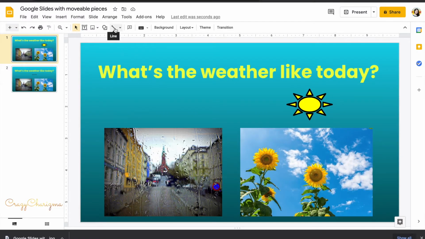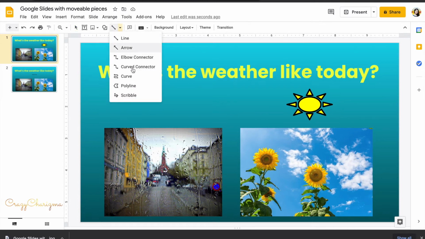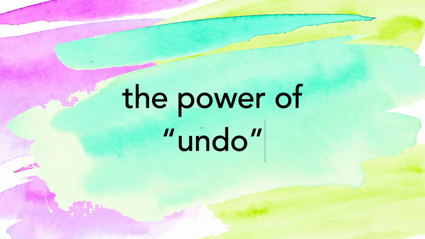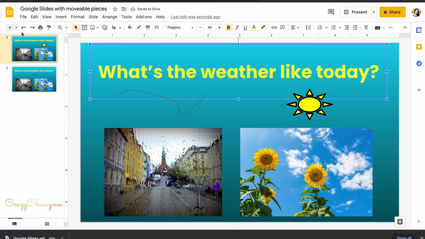Also, we can draw some lines here. I'm not sure I've ever used it, but okay, this can be various ideas. Just let me know in the comments how you use lines. If you deleted something, of course, you can undo it by using Command Z or just clicking on this arrow.